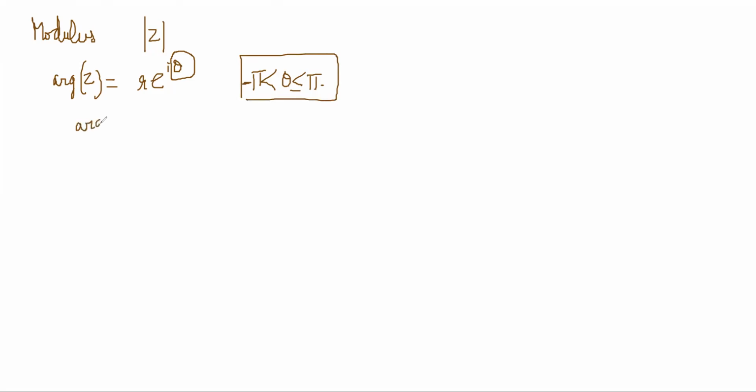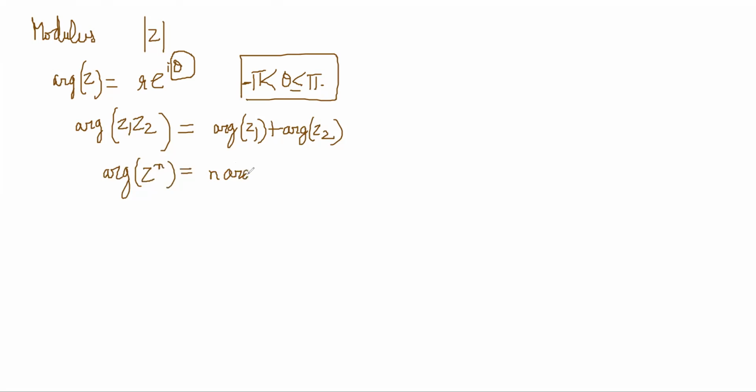And properties of arguments look very much like properties of logarithms. Notice this is like a log property. And arg of z to the power n is equal to n arg z. The reason it is becoming like a log property is because there is an exponential here, and exponential e power something and log are inverse functions of each other. So that's why it looks like a log property.